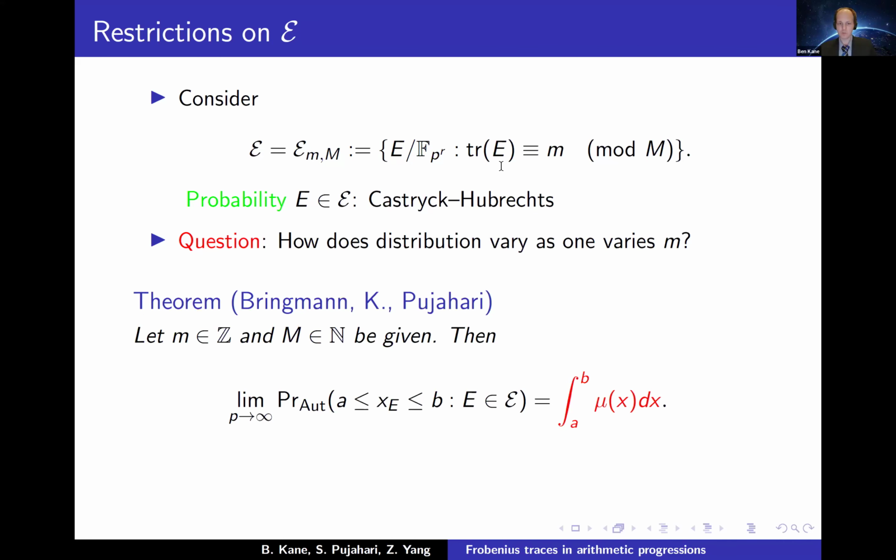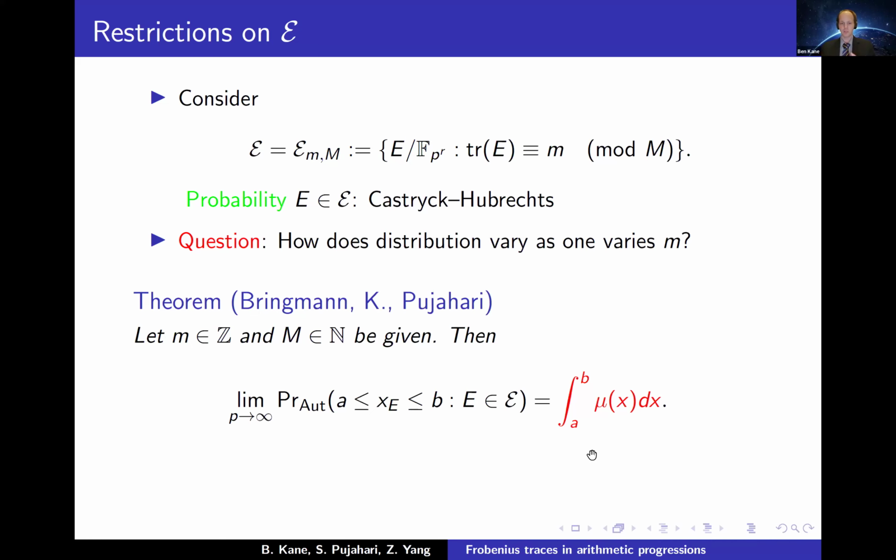And it turns out the answer is the same. If you fix an arithmetic progression, then as the prime goes to infinity, the probability that the elliptic curves which have that trace of Frobenius in the arithmetic progression, after we normalize, the probability that it is between A and B is again the same as the Sato-Tate distribution. So we get the same exact result.